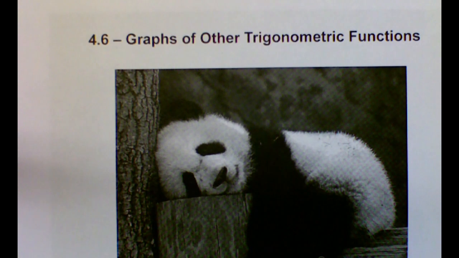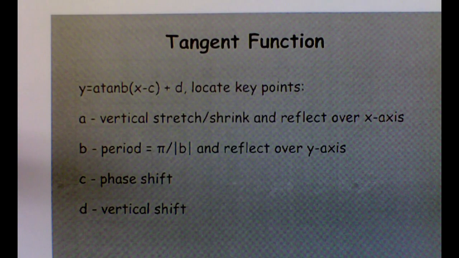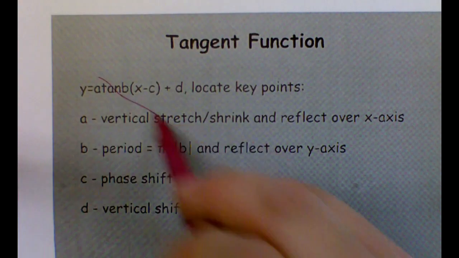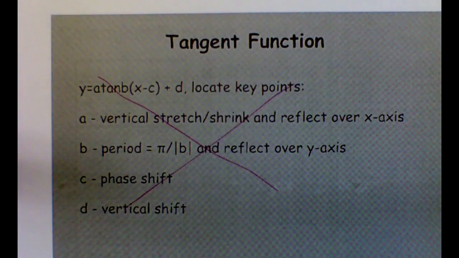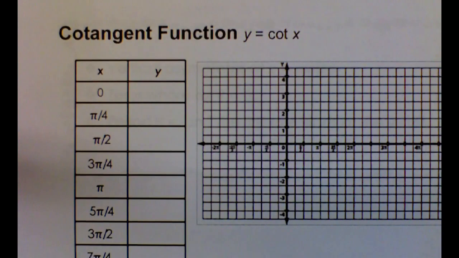All right, this is section 4.6, graphs of the other trigonometric functions. Last time we talked about sine, cosine, and tangent. So, quick refresher of the tangent function, it is different than the sine and cosine function. You actually won't need to worry about this stuff. It is not going to be tested or covered or anything like that. So let's start with cotangent.